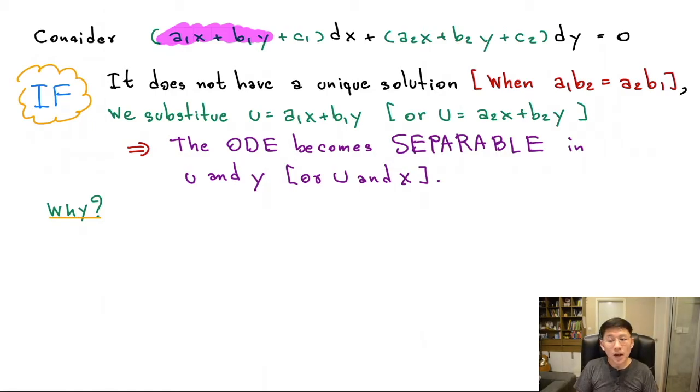I'll come back later to explain why. Same style: we will do the problem first, and then we come back later to see why they become separable. Okay, cool. So just to sum it up, if it doesn't have a unique solution, first you check using that condition. After that, we do the substitution. We let u be a1x plus b1y, and then the ODE becomes separable. Okay, let's look at some examples.